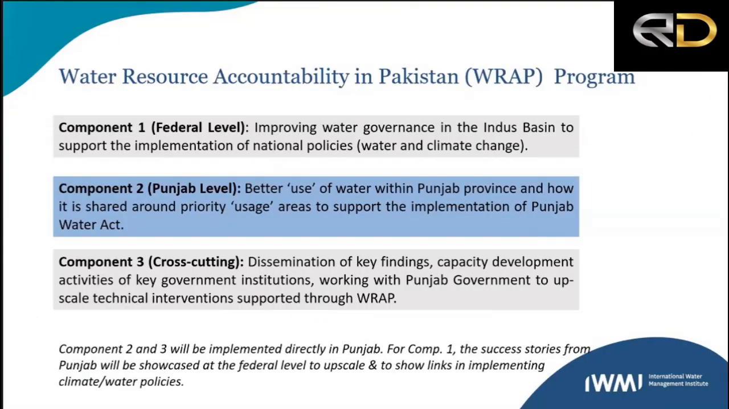All right. So this program is called the Water Resource Accountability in Pakistan, the RAP program. It has three components. One's at the federal level, which is to improve water governance in the Indus Basin to support the implementation of national policies, water and climate change. The second component, which is where we're working, is better use of water within Punjab and how it's shared across priority usage areas that support implementation of the Punjab Water Act. The third one is a dissemination of findings, capacity development, and things like that. Mostly what this work is about is a piece of what's going on at the second component.